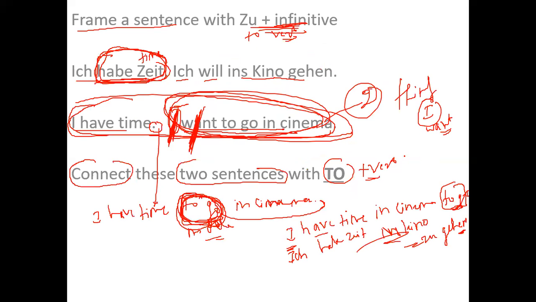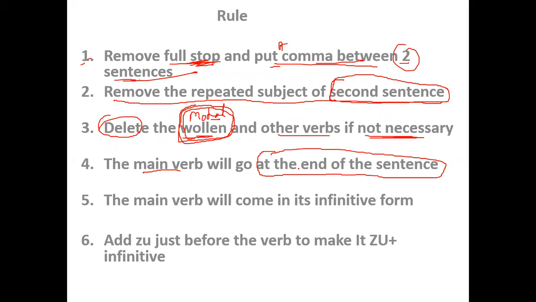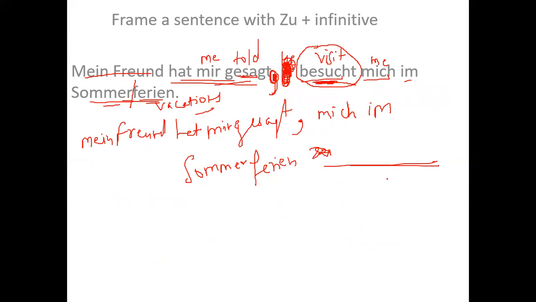So this is what it is saying, that the main verb will come at the end of the sentence, and the main verb will come in its infinitive form and not in the conjugated form, right? It shall come in the infinitive form. So besucht shall come at the end, but in its infinitive form. Infinitive form means with an en ending. This t shall not come. The conjugated form shall not come. It shall come in its infinitive form, besuchen.